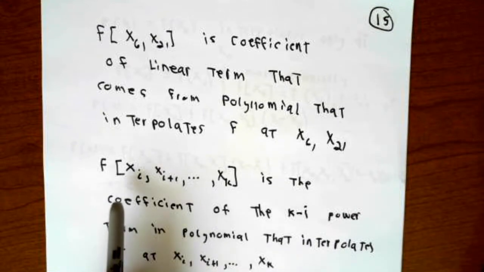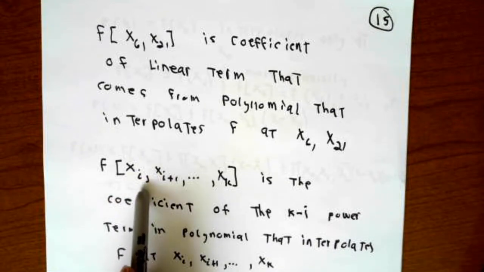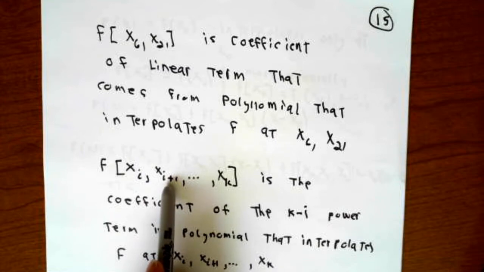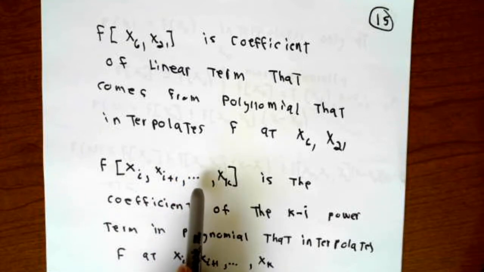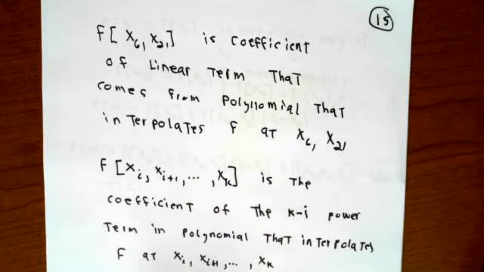And in general, if I write f bracket xi, consecutive indexes to xk, this would be the coefficient of the k minus i power term in the polynomial that interpolates f at the stated x values. So far, we haven't actually done anything. This is just terminology.